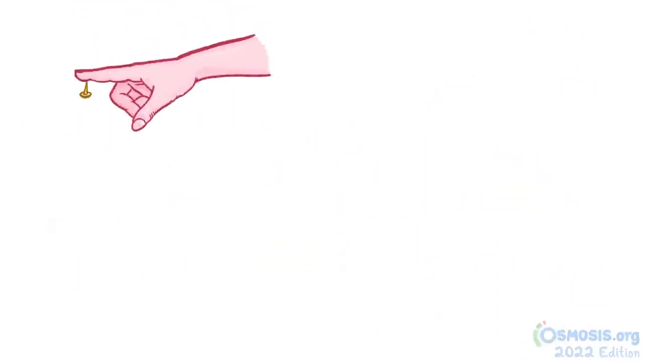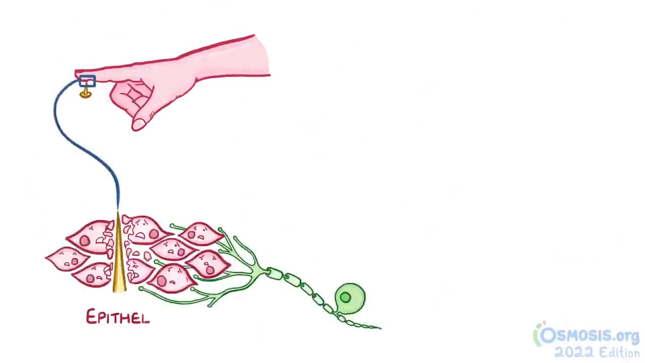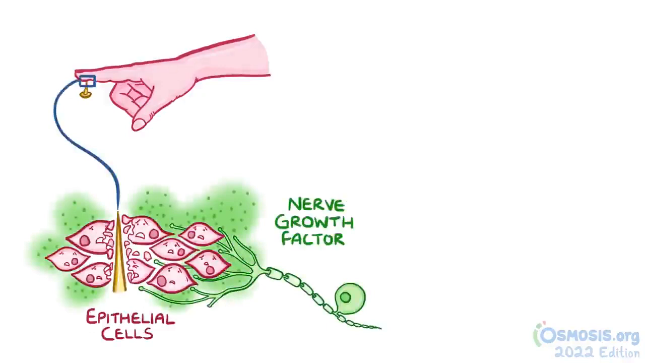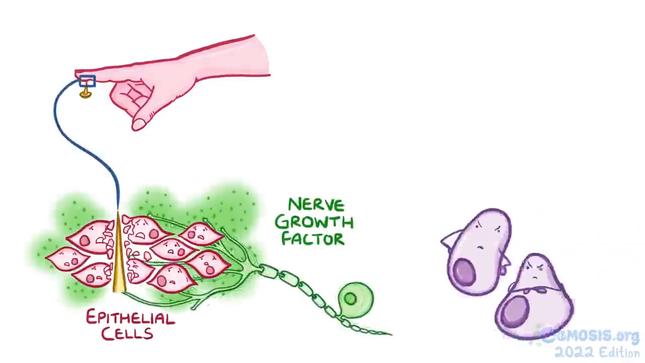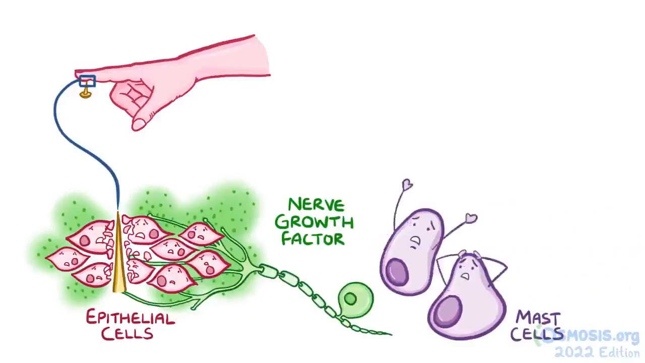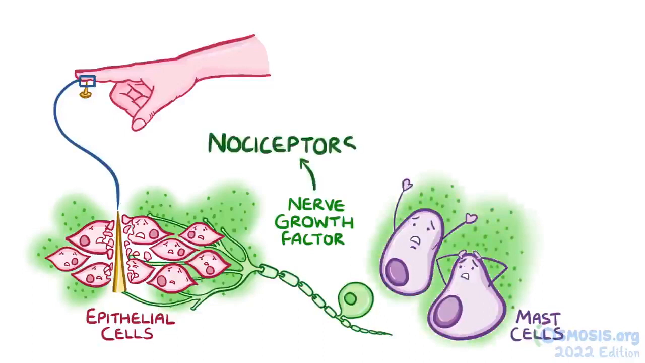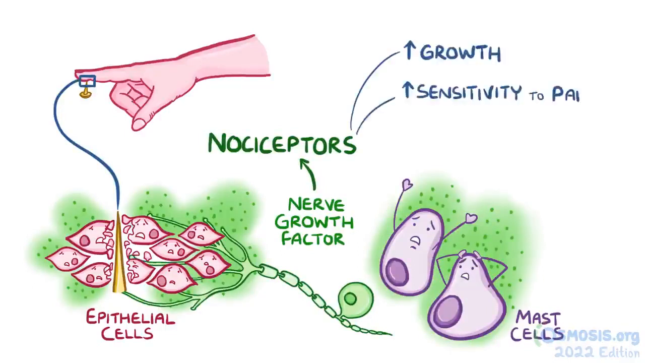So, while the pain signal races towards the brain, important events are happening in the damaged finger as well. Epithelial cells near the damaged area start to release something called nerve growth factor. That nerve growth factor then attracts nearby mast cells, which start to release even more nerve growth factor, amplifying the effect. The high levels of nerve growth factor do a few important things to nociceptors. It boosts their growth, makes them more sensitive to pain, and makes them produce even more substance P.